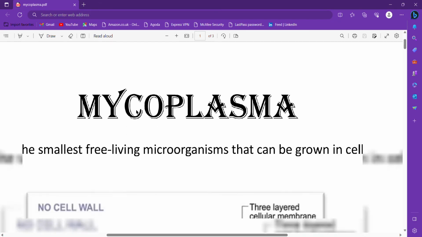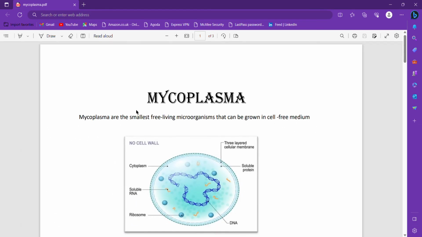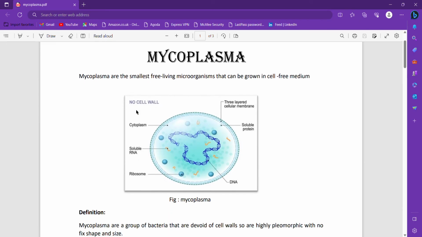The mycoplasma is the smallest free living microorganism that can be grown in cell-free medium. So this is the structure of mycoplasma, which lacks a cell wall. It has a three-layer cellular membrane, that is a trilamellar membrane. This part is called the cytoplasm, and these tiny structures are called soluble RNA. This granular structure is called the ribosome, and this is the double helical structure of DNA. Mycoplasma also contains soluble protein.